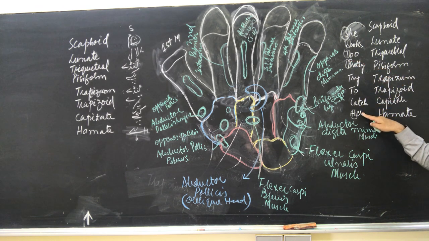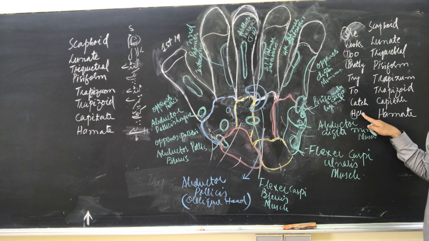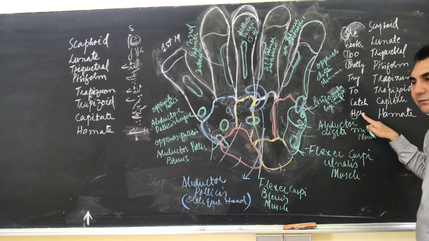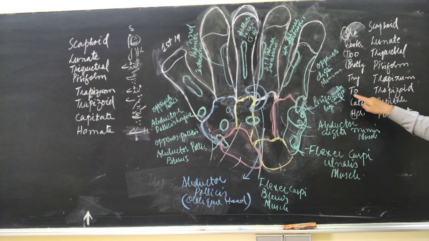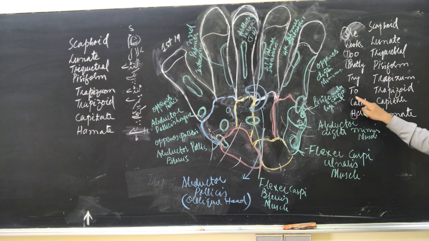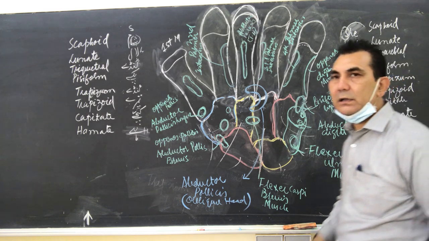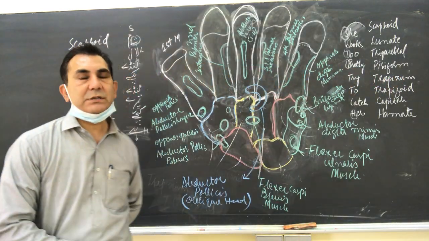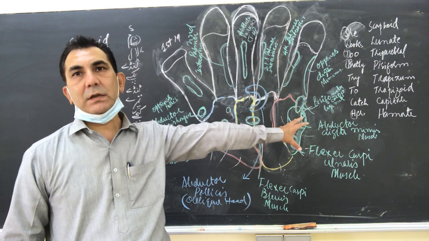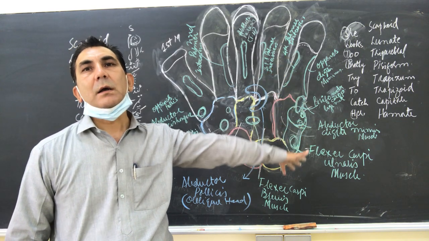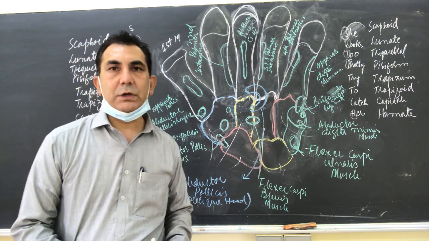Now in the second row, the distal row of the carpuses of the wrist joint, from the lateral towards the medial side, T is for the trapezium, and too, T, is for the trapezoid, and catch, C, is for the capitate, and H is for the hamate. So this is the English version of the mnemonic sentence to memorize the eight carpal bones, which make the structure of your wrist joint.